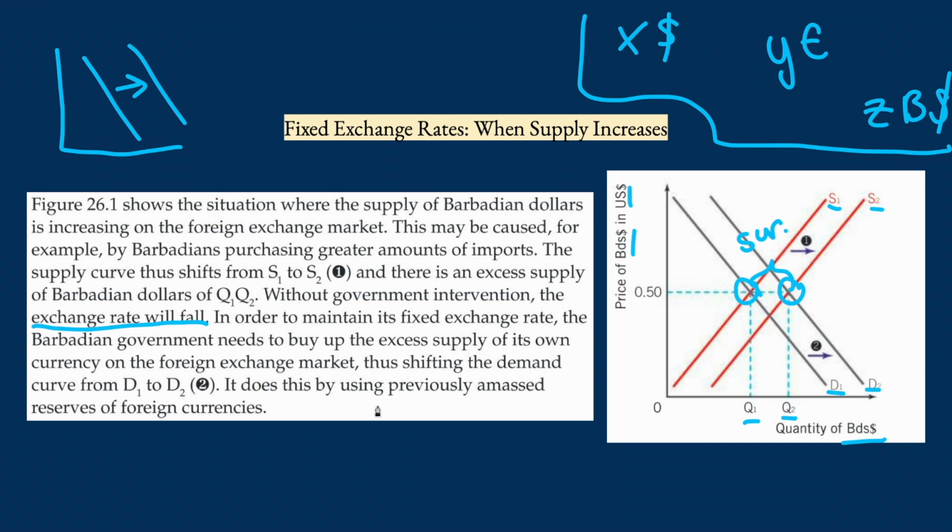And it's important to note that the government can buy up this currency by using previously amassed reserves of foreign currencies. So this is actually quite interesting because the government clearly can't buy back Barbadian dollars by using Barbadian dollars. That completely defeats the purpose and just increases more Barbadian dollars overall. Hence, every country in the world keeps something called a reserve of foreign currencies.